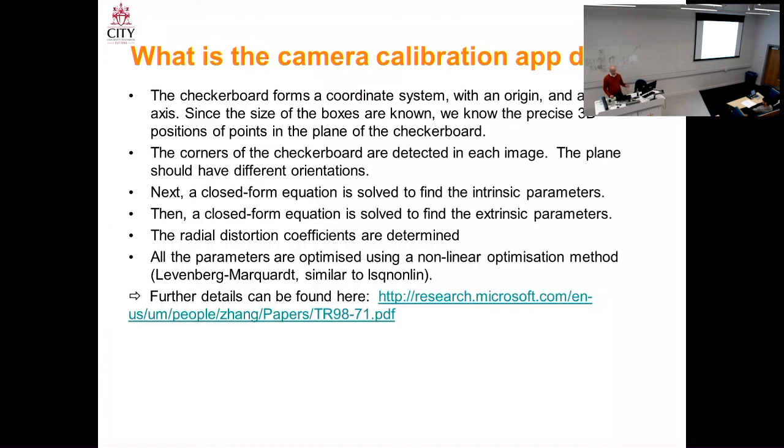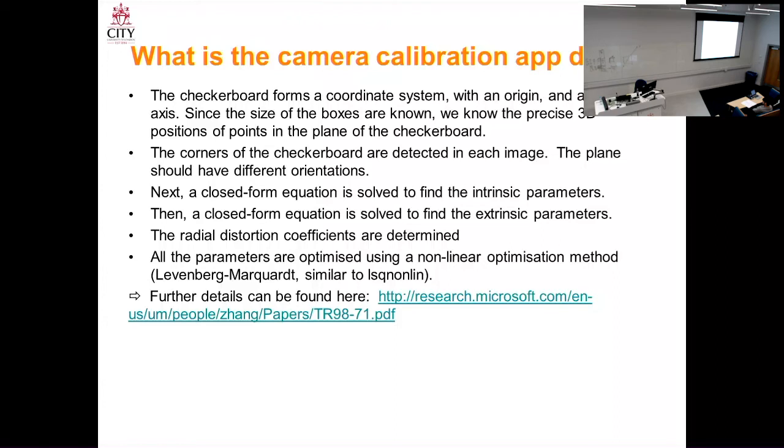But if you're curious to know more, you can read this tech report. It goes into details about the camera calibration technique that MATLAB is using. In fact, Zhengyou Zhang from Microsoft was the person who came up with this approach. But essentially, the checkerboard forms a coordinate system. We looked at that before.